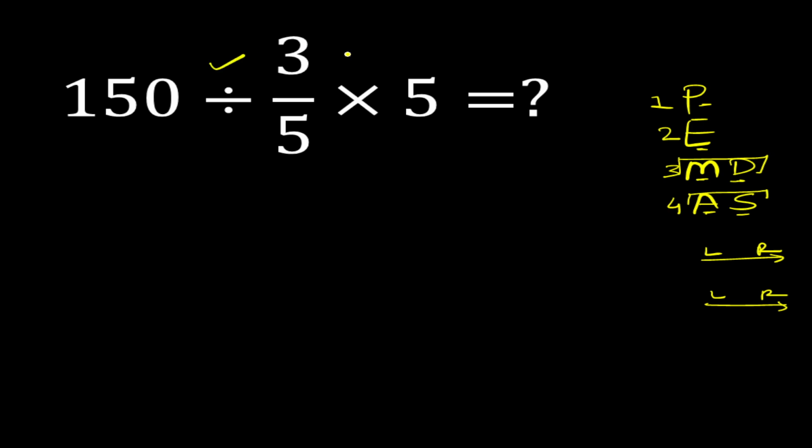So in this question, here we have one division and here we have one multiplication. And both have equal priority, so we have to solve it from left to right. So first we have to solve this division. So now 150.